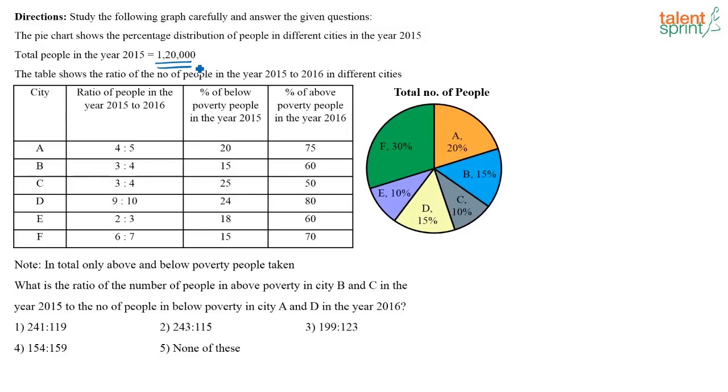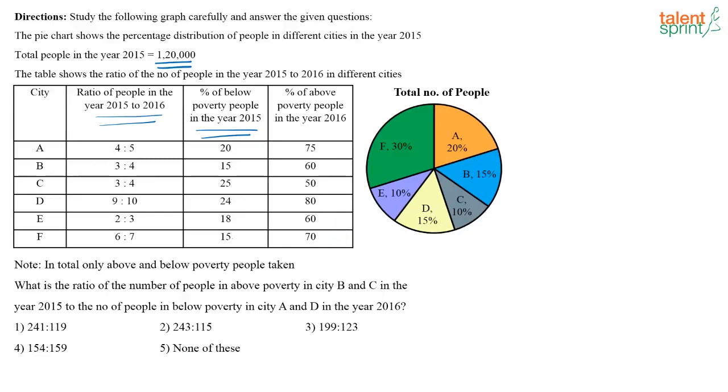Now, in the year 2015, out of this, these many people, this is the percentage in each city. Now, here they are giving the ratio of people in the year 2015 to 16. This gives the percentage of people below poverty line in the year 2015 and this gives the percentage of people above poverty line in the year 2016.